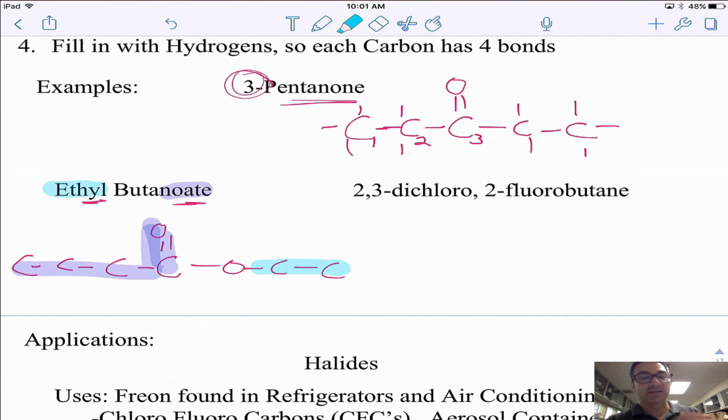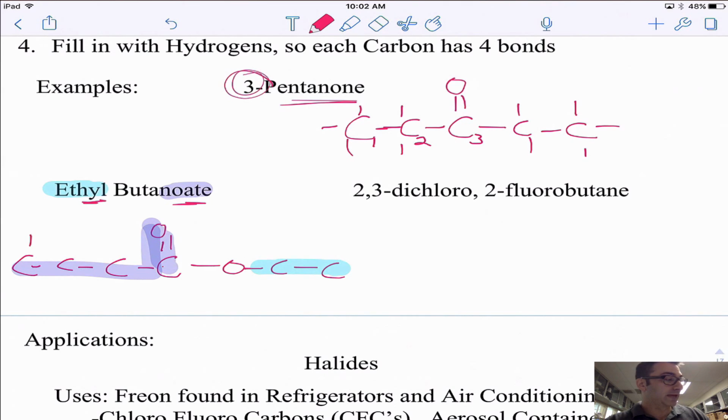Whenever you try and write one of these, they give you the structure they want, the name. Look for the part that has the double bonded O. That's the name that gets the anoate. Look for the part that doesn't, that's the YL. That's the part that will not get the O.